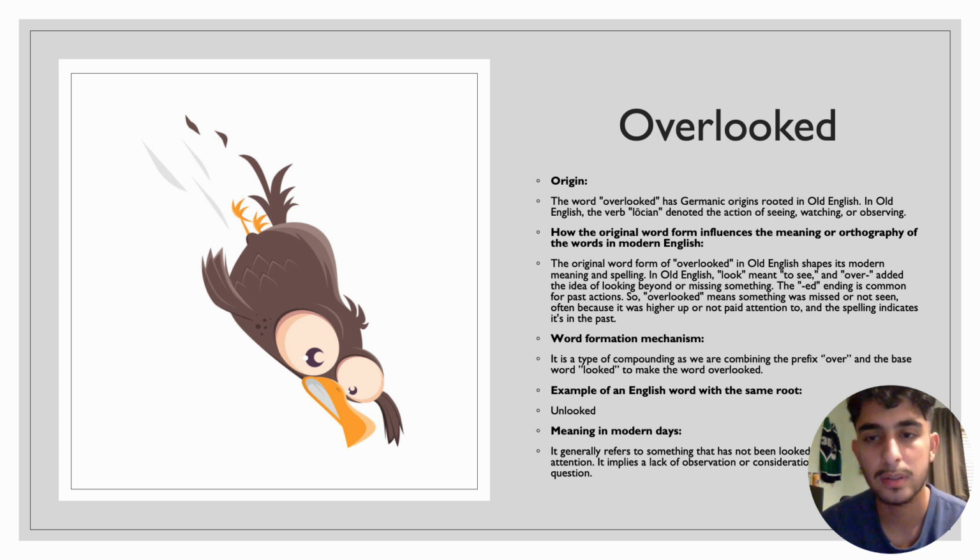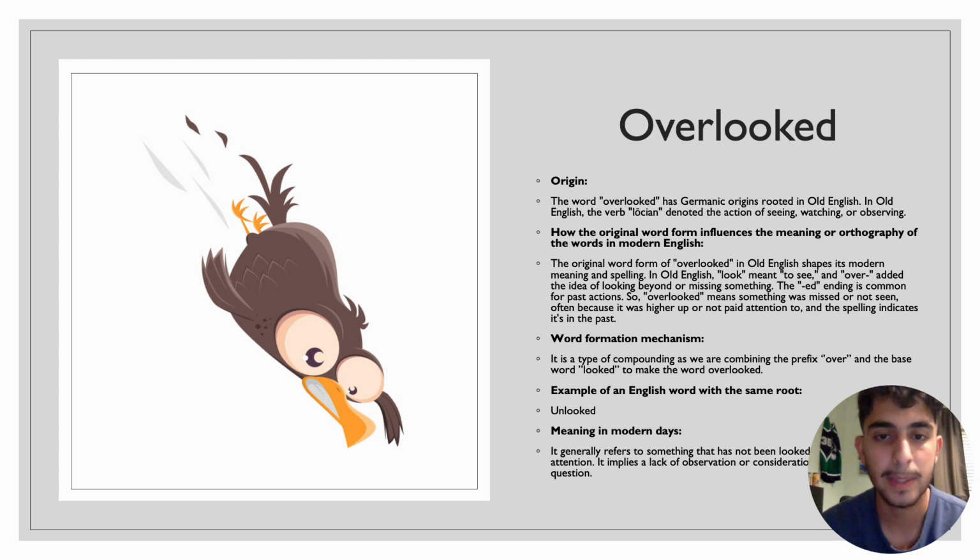Overlooked. The origin of overlooked has Germanic roots and is rooted in Old English. In Old English, the verb losien denoted the action of seeking or watching. To form overlooked, the prefix over was added to look, resulting in a word that conveys not seeing something. Basically, the original word form of overlooked in Old English shapes its modern meaning and spelling. In Old English, look meant to see, and over added the idea of looking beyond something. So it's basically the exact same thing now.